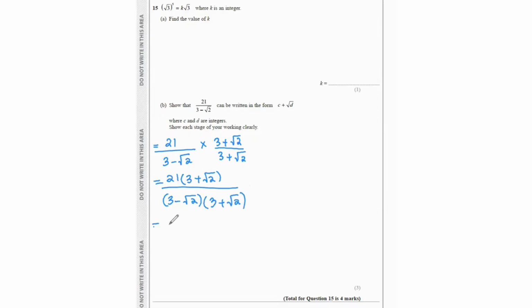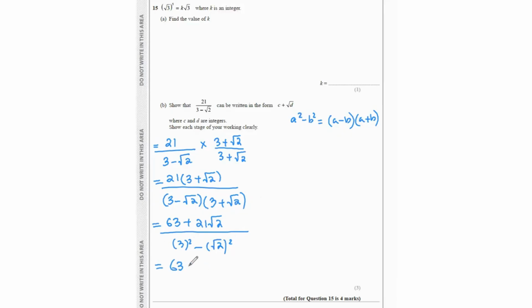So expand the bracket, 21 times 3, which is going to be 63, and 21 times root 2 is going to be 21 root 2. For the denominator, if you want to expand the bracket, you can also do that, or you can just simply use difference of perfect squares and rewrite the denominator as 3 square minus root 2 square. Because a is 3 and b is root 2.